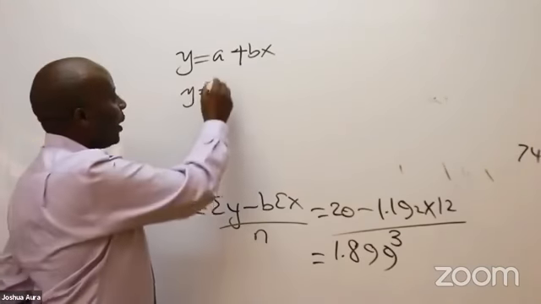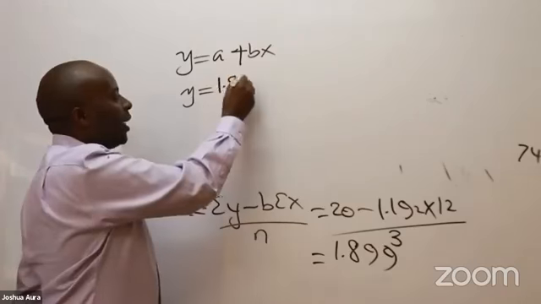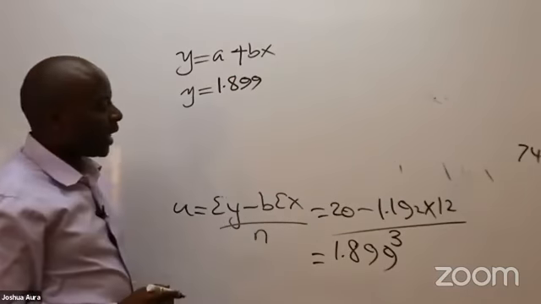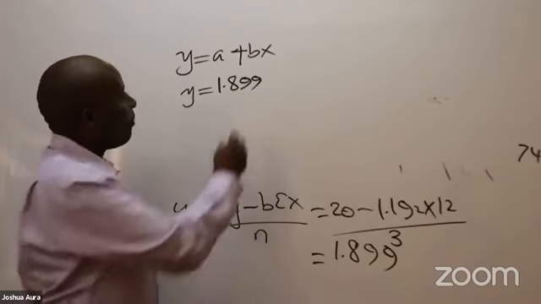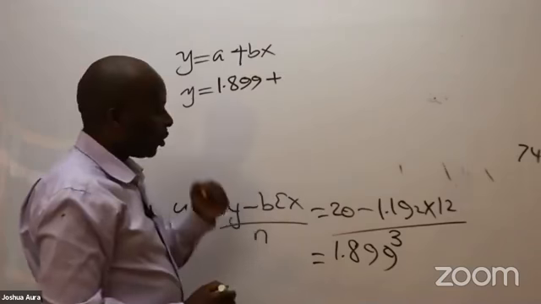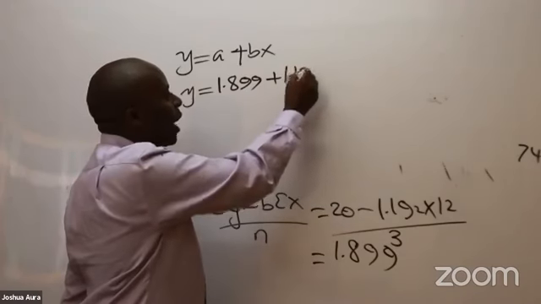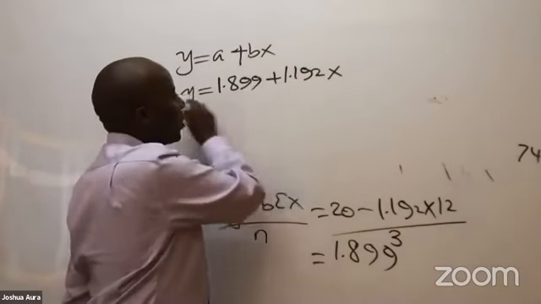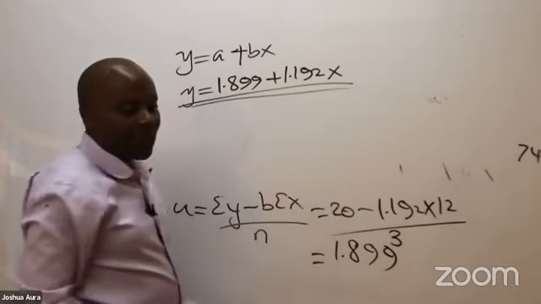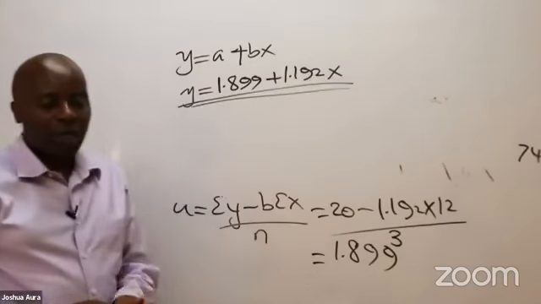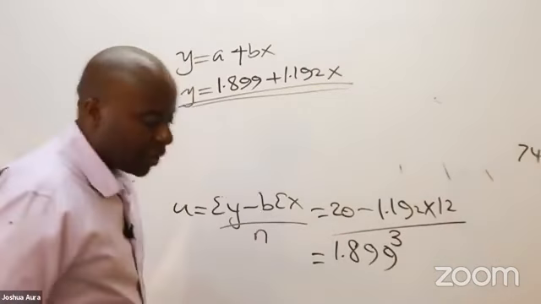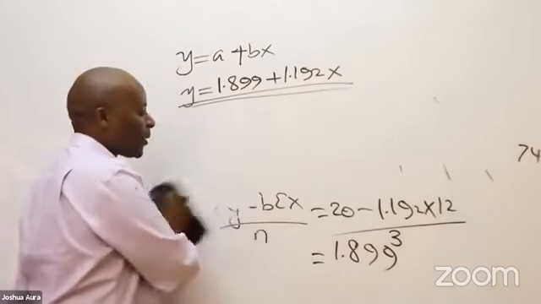So in this case, our Y will be equal to A. Fortunately, we know that our A is 1.899 plus B that we had gotten earlier of 1.192 what here? X. And really, that now becomes our regression equation.